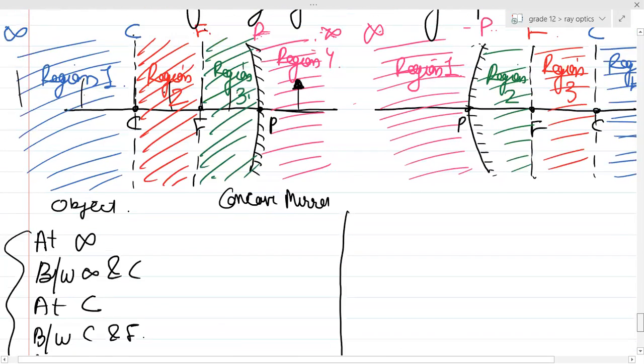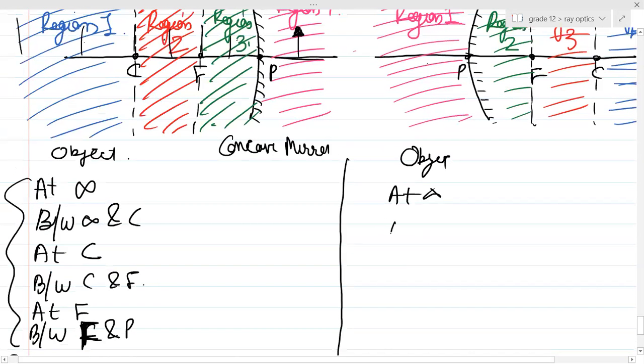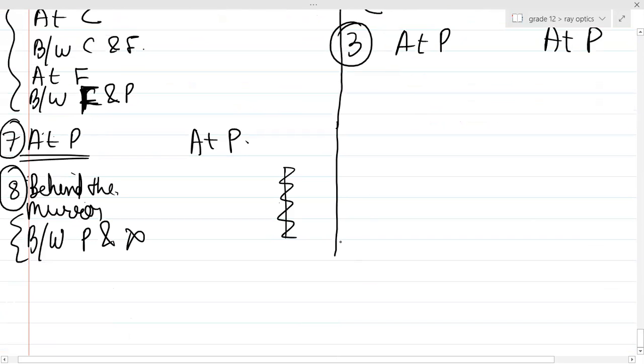Similarly, what you have studied in grade 10th is basically, can you see here in the case of this, I can place an object at infinity. I can place an object between infinity and pole, right? So you only studied these 2 cases and you know where exactly the image is formed. Then the 3rd case is at pole, so the image will be formed again at pole. After that, there are 5 more cases which you have not studied.